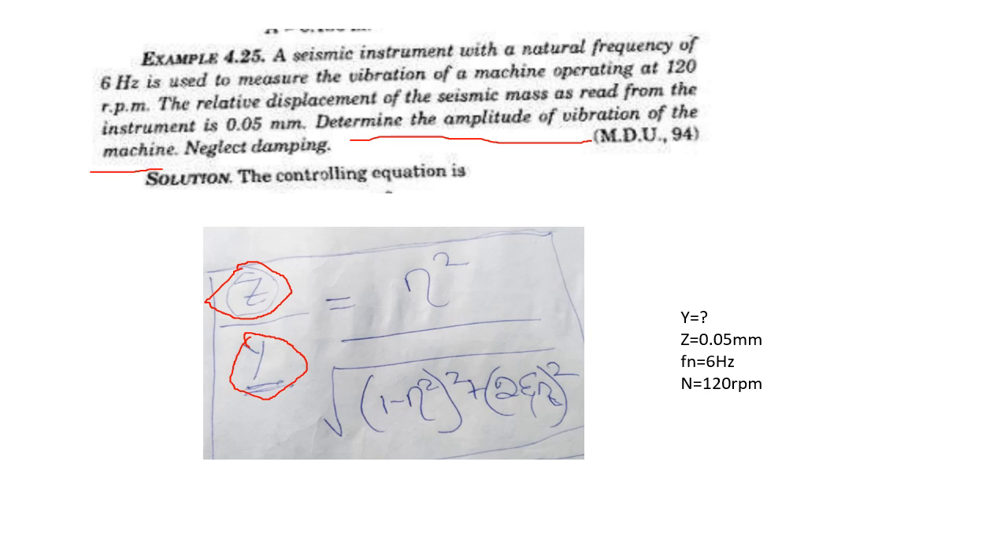So what is given here? With a natural frequency of 6 Hz. So fn is given, you can calculate omega n. And the machine operating at 120 rpm, so you can calculate omega. Omega is equal to 2 pi N by 60. So you can get omega by omega n easily. And neglect damping, he says, so zeta equal to 0. So you can calculate this and find out what is Y from this. So I want you to try this and give me the answer.